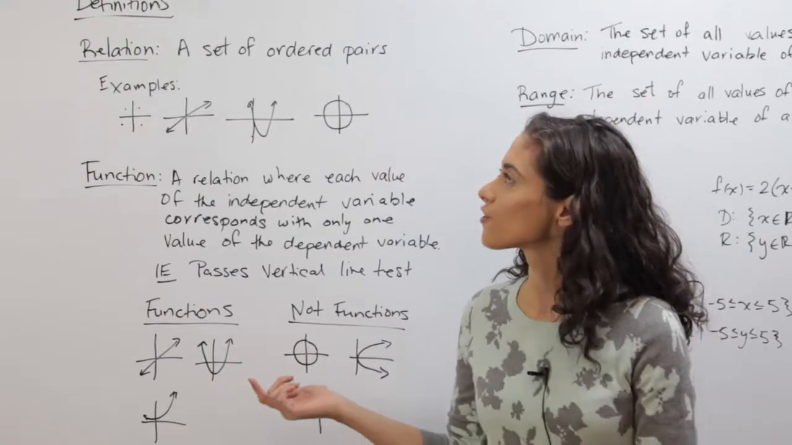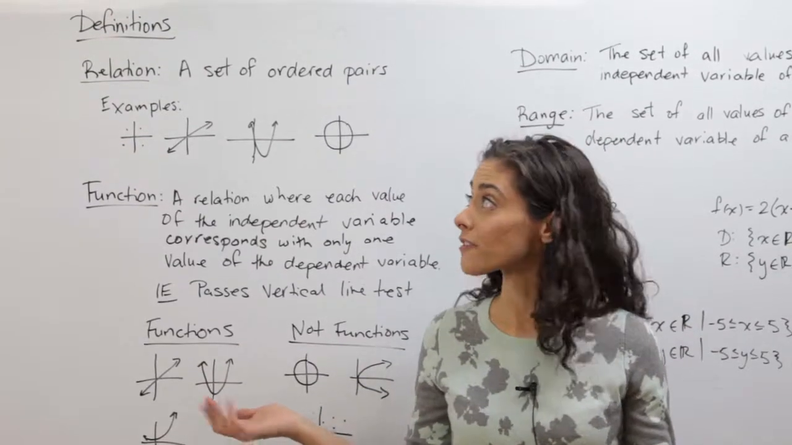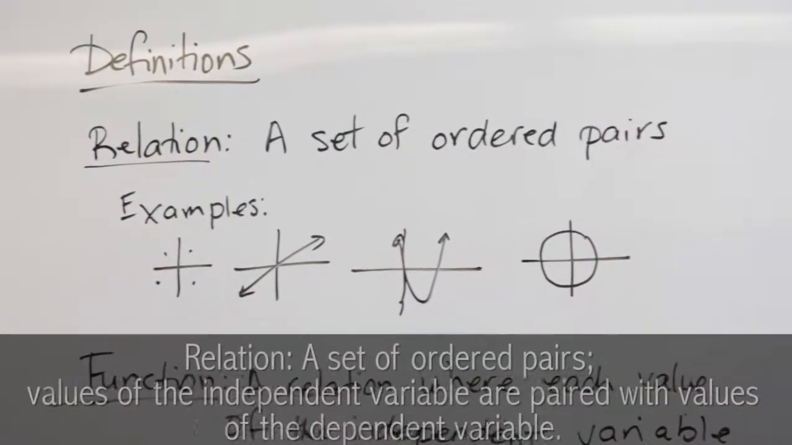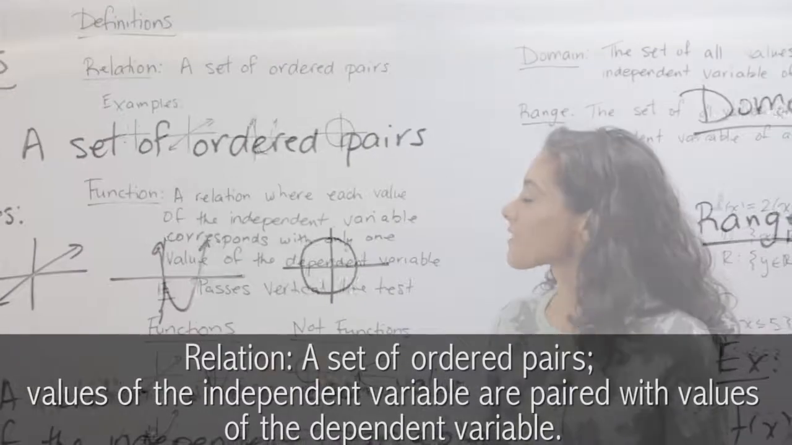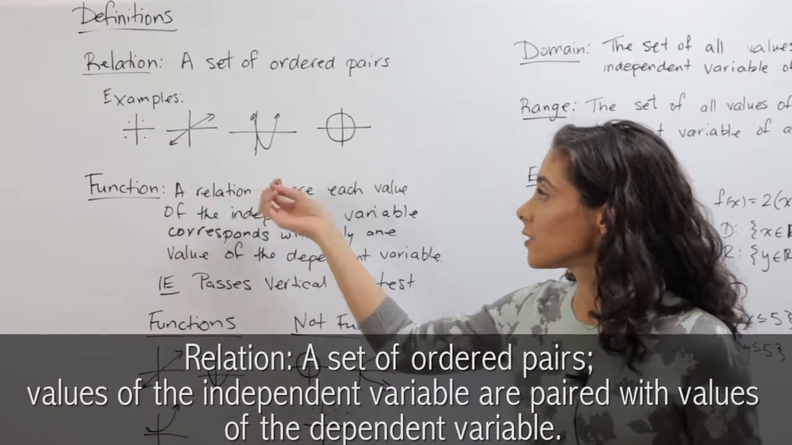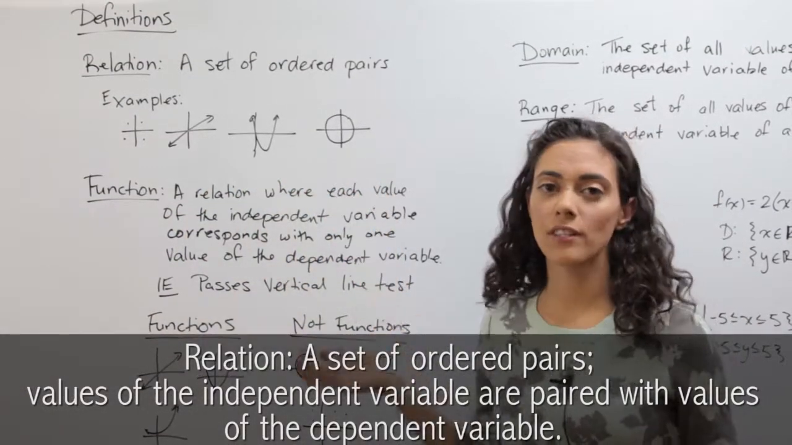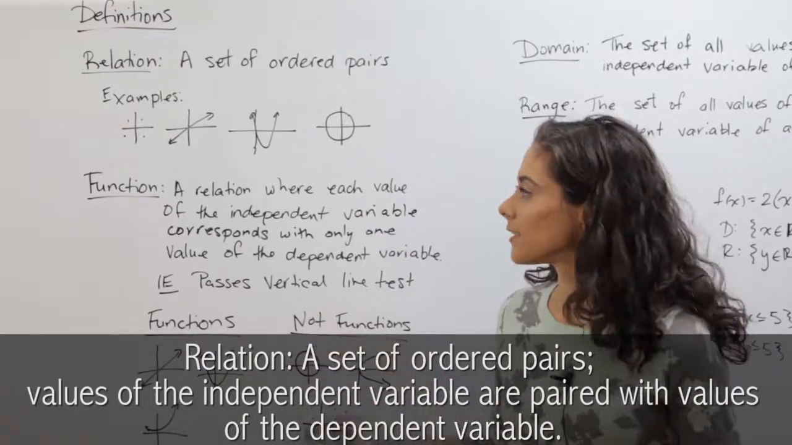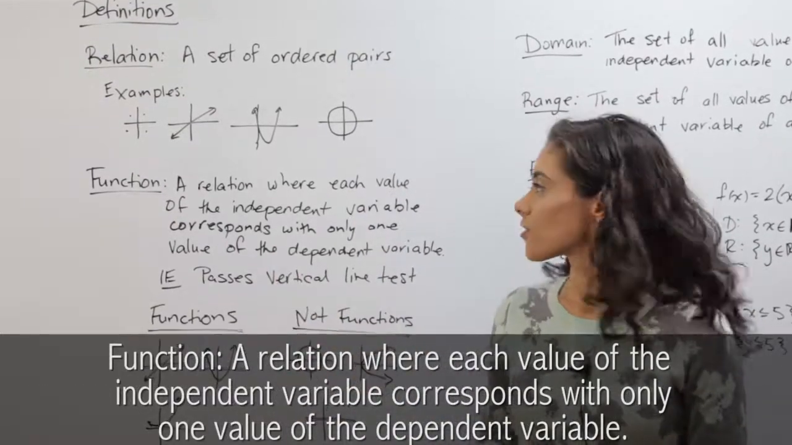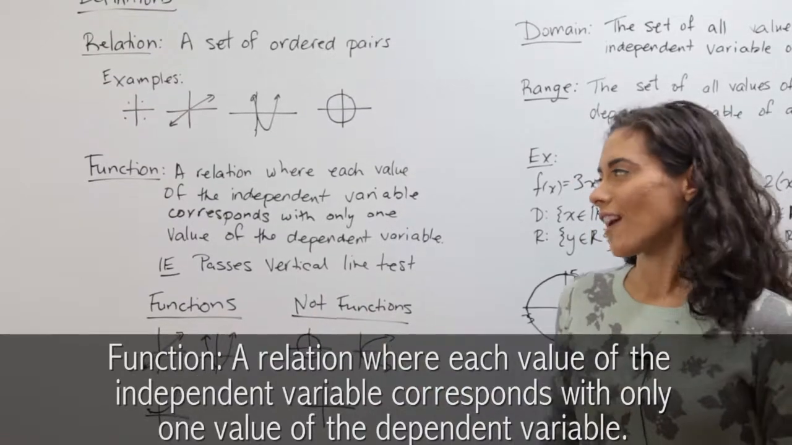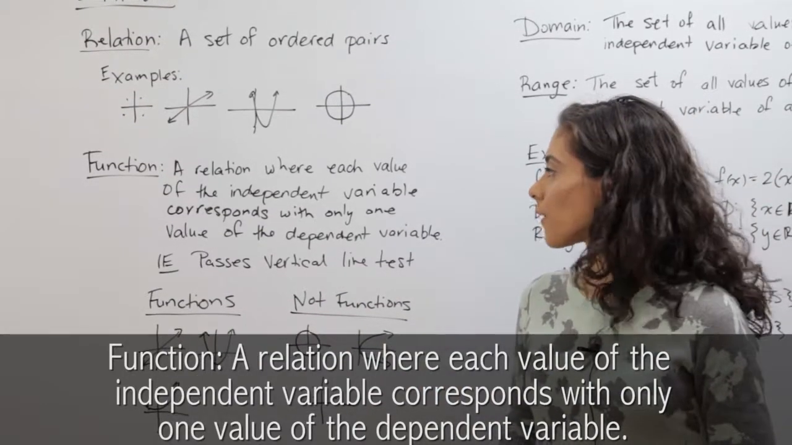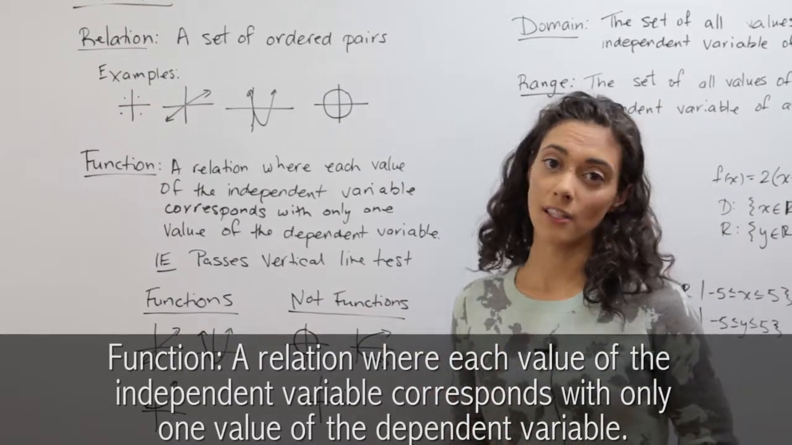First off, some definitions you should remember from previous math courses. A relation is any set of ordered pairs that you can put on the grid. For example, a scatter plot, a line, a parabola, a circle. These are all relations. You can graph it, it's a relation. A function is a type of relation. It's a relation where each value of the independent variable corresponds with only one value of the dependent variable.